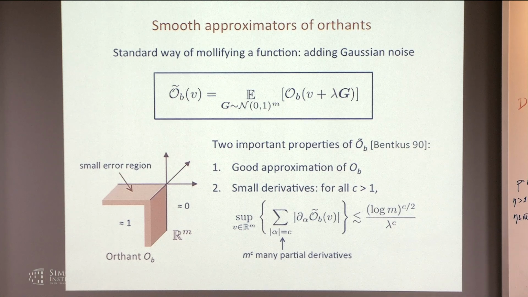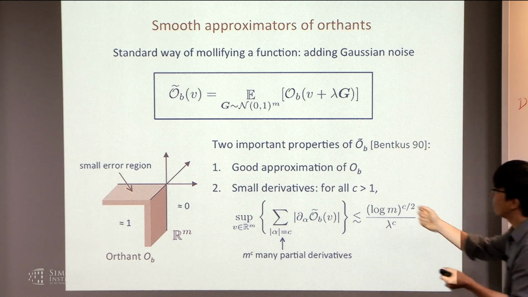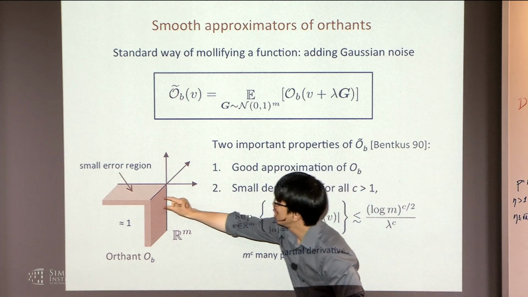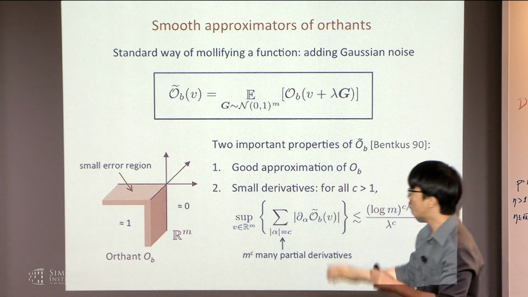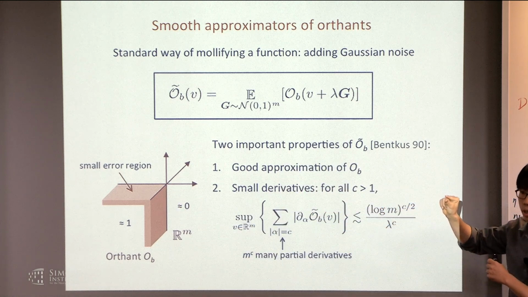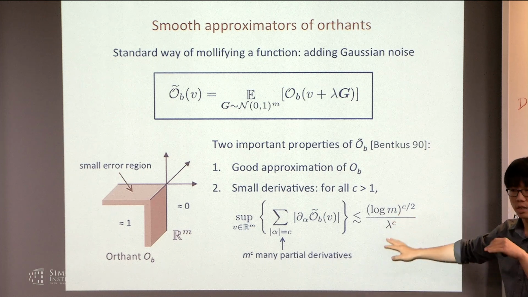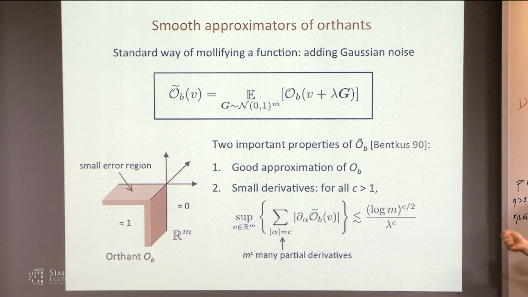And before moving on, let me just remark that these two properties are in tension, right? To get the first one, we'd like this strip to be as small as possible to get a better and better approximator. However, intuitively, the smaller you make your error region, the larger and larger the derivatives are going to get. So you have to balance them out carefully. It's good that they're in tension. Okay, but now we'll work with O tilde instead of O.